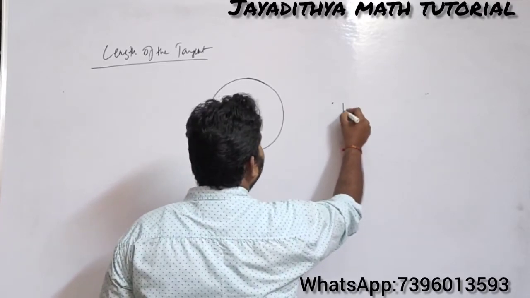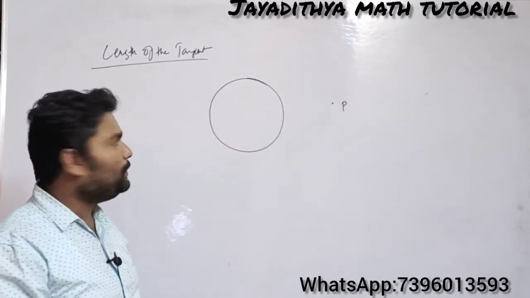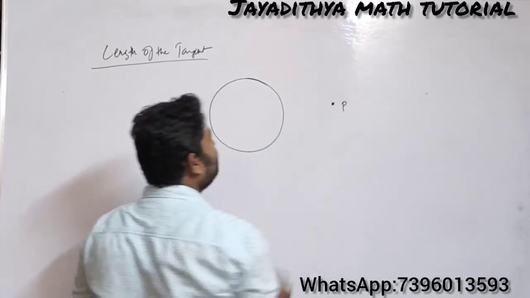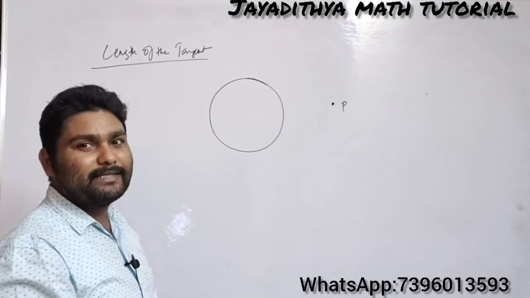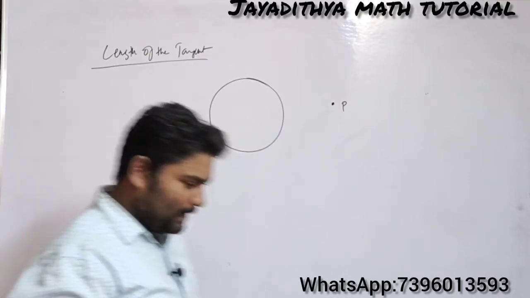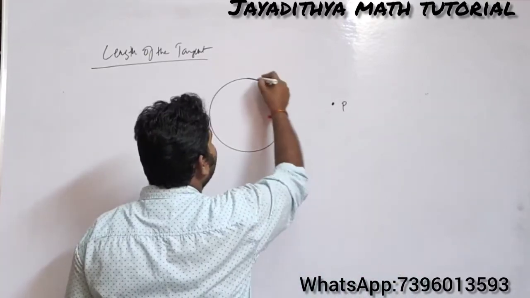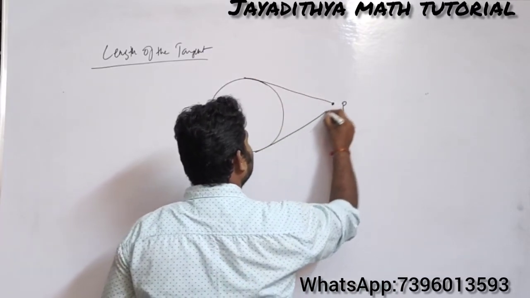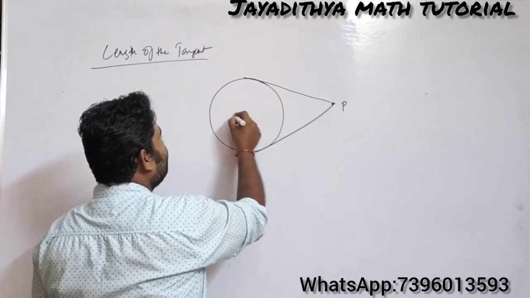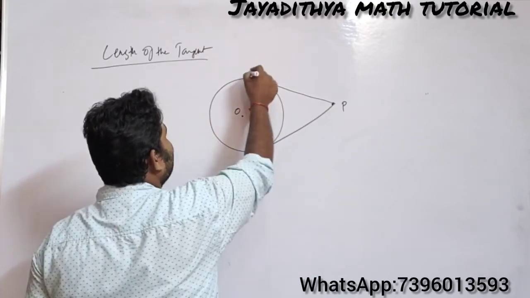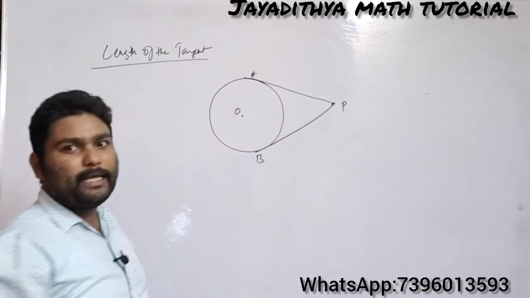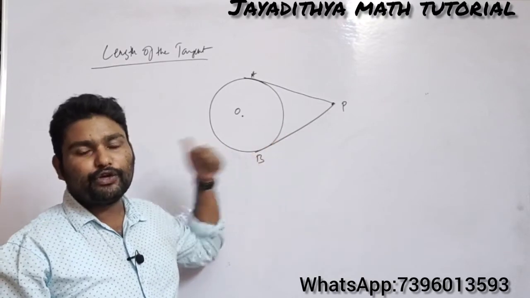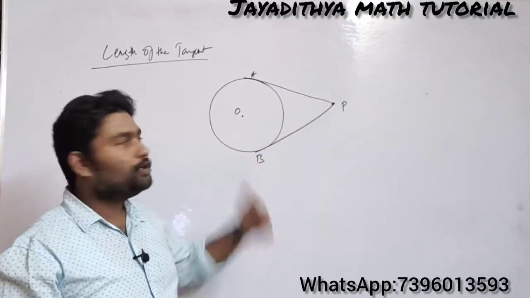So let me take a point here, that is P. From the point P, how many tangents can be drawn to a circle? We should understand. Just by looking at the figure, you can say this can be one tangent and the other one is this one. If O is the center of the circle, this is the point of contact A and this is the point of contact B. So you can draw two tangents from an external point to a circle.